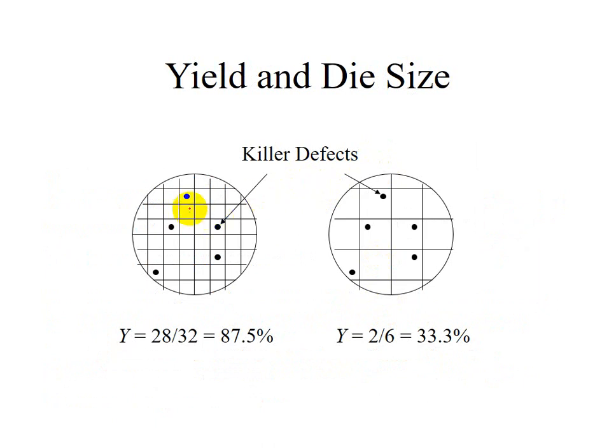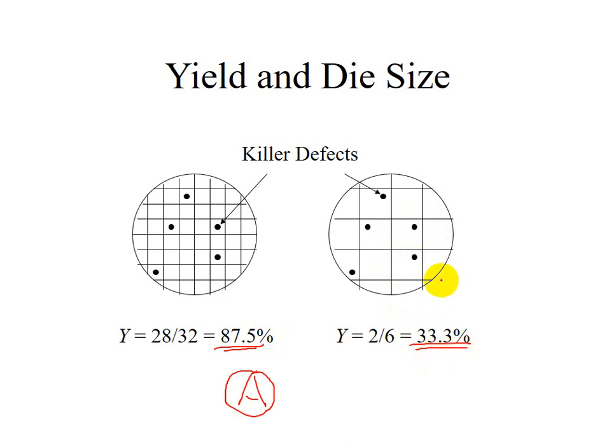Also, if you have killer defects, say these 5 killer defects fixed in the same positions on a wafer, and you have a smaller die size, that die size equals the A in the previous equation. The smaller die size will give you a higher yield. Large die size results in a lower yield.